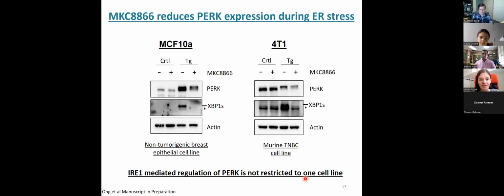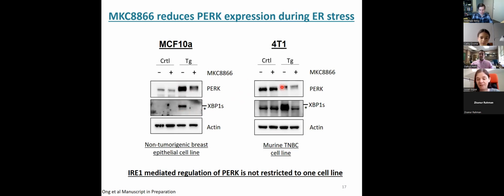MCF10A are a human non-tumorigenic breast epithelial cell line. And when he treated these cells with thapsigargin, we saw again this upshift and actually quite a big induction in PERK protein expression. We saw a switch on in IRE1 activity as shown by XBP1S. And when we combined with our IRE1 inhibitor, we shut down IRE1 signaling and we saw this decrease in PERK protein expression. And very similar results in 4T1 cells.